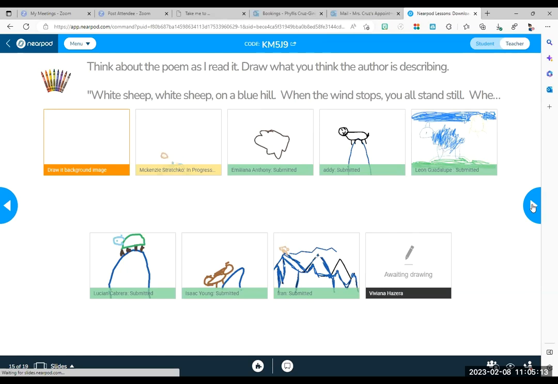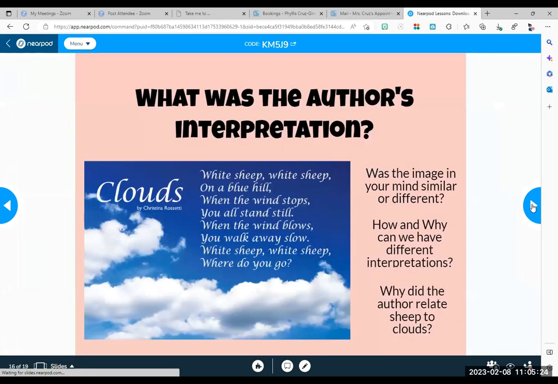You envisioned real sheep on a blue hill. What did the author mean when he said white sheep on a blue hill? Get ready. Addie, look at that, Addie. He was talking about clouds in a blue sky.